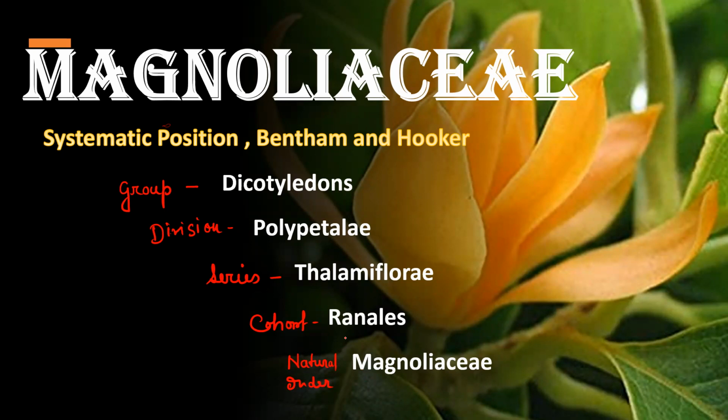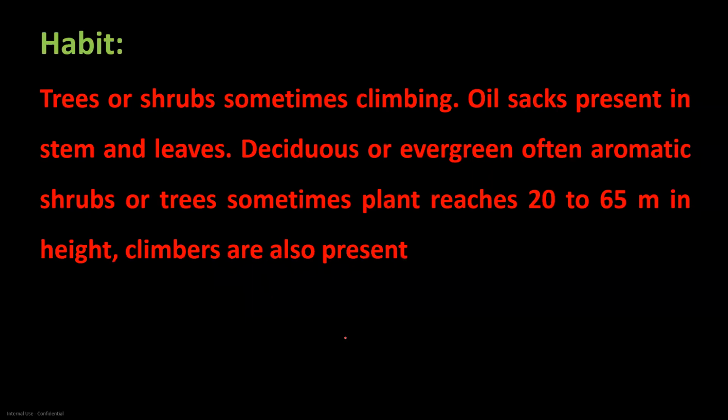Okay, you can also look into the systematic position according to Cronquist's classification. There, the division will be Magnoliophyta, class Magnoliopsida, subclass Magnolidae, order Magnoliales, and family Magnoliaceae. Okay, so we'll move on to the habit.